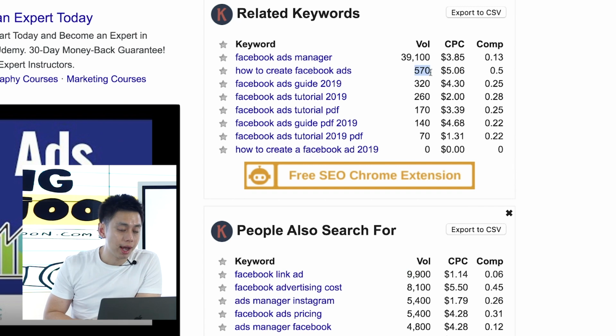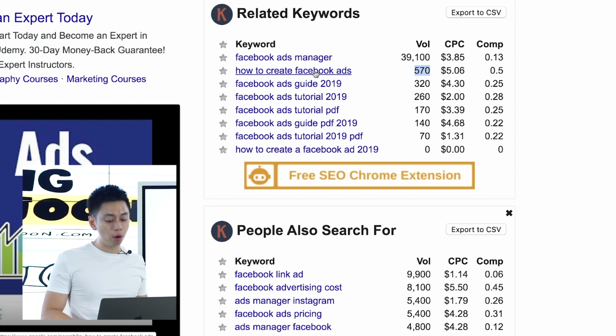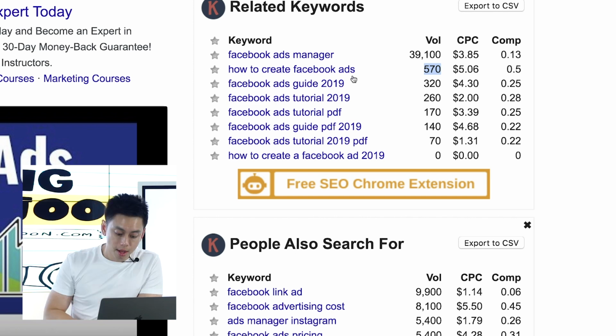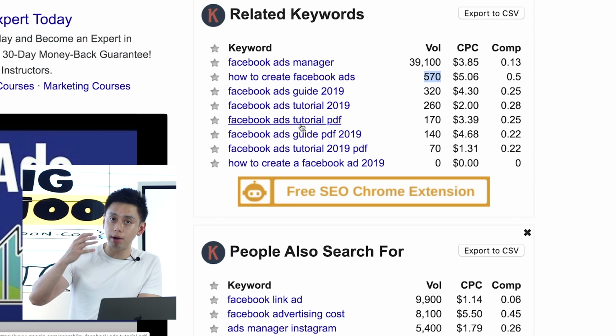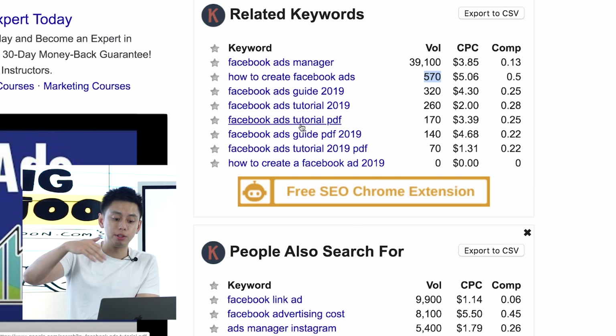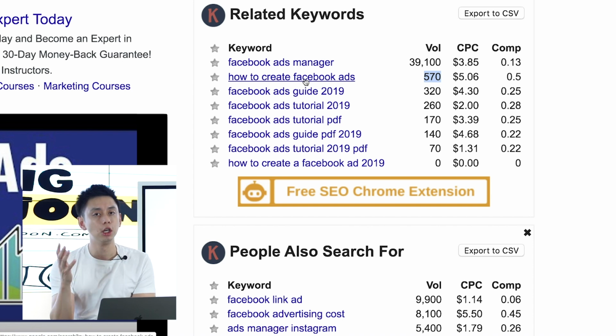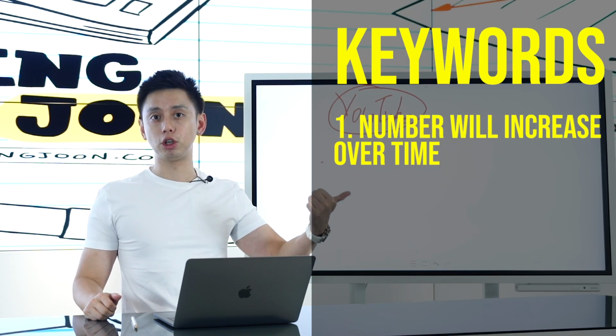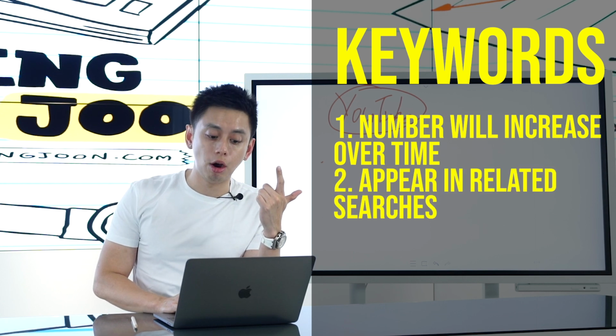Now, do not underestimate the power of only just 570 searches a month. Here's why. Number one, compounded over time, over a year, that would be about 6,000 in search volume. However, this is a specific match. It also means that you could be ranking for other related keywords even though you are creating a piece of content that is targeted for creating Facebook ads. However, this piece of content could also appear as a recommended video if a person's watching something to do with creating Facebook ads. So now there's 3 things happening, right? Number 1, it's compounded over time. It could be evergreen if it's optimized the right way. Number 2, it could appear or rank for other keywords.